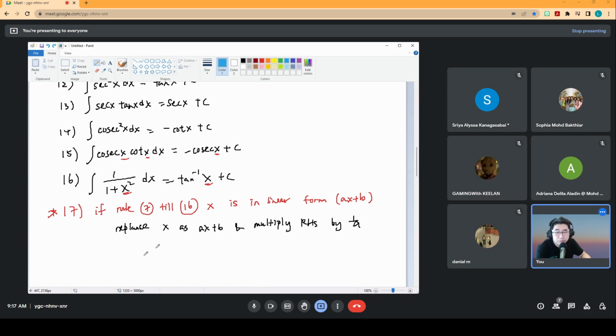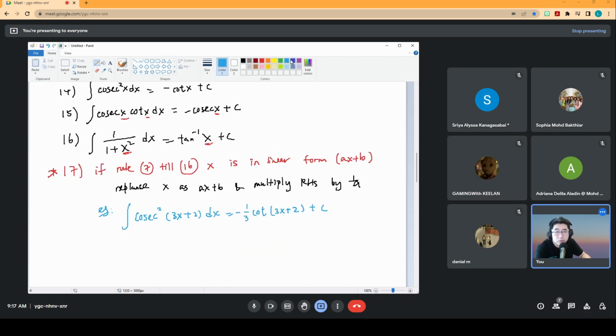So example, let's say I have a cosecant square of 3x plus 2. Okay, cosecant square gives me negative cotangent. So I have a negative cotangent of 3x plus 2, plus c. Then we multiply by 1 over 3. This 1 over 3 actually comes from the value of a here.